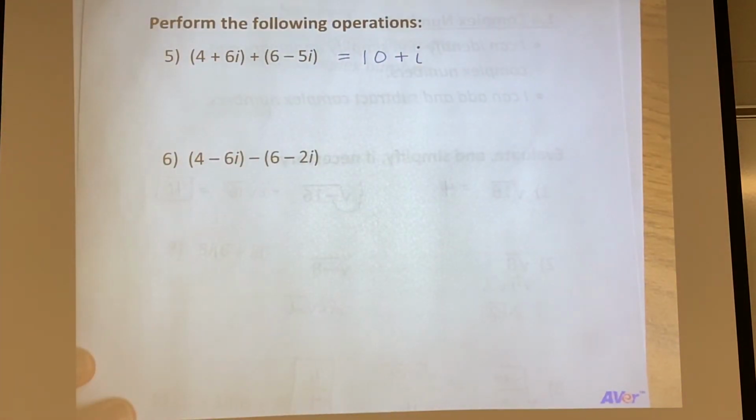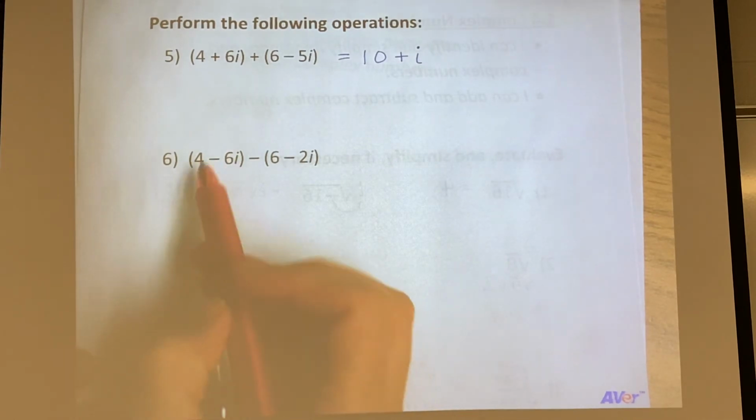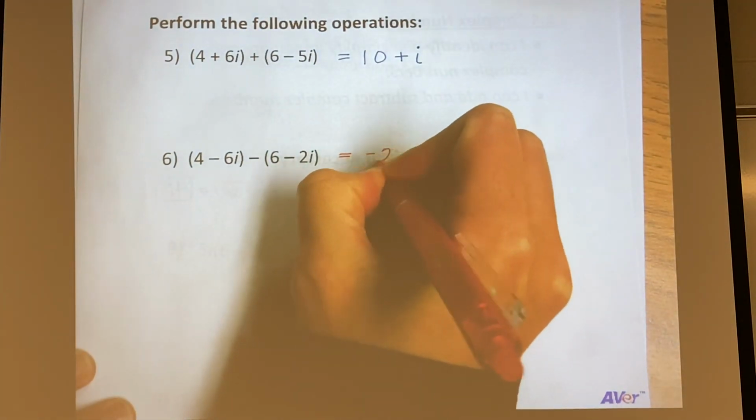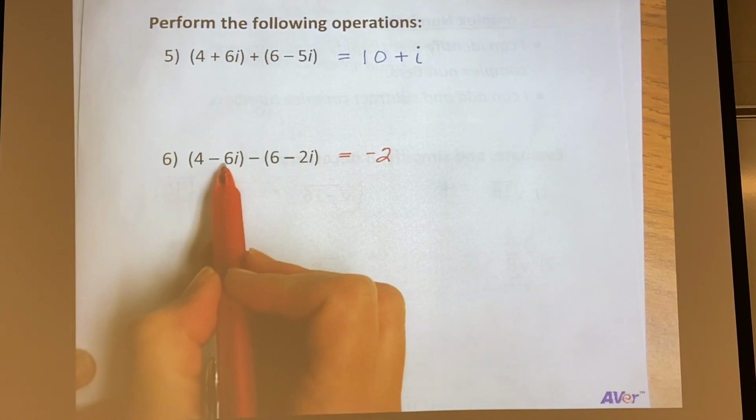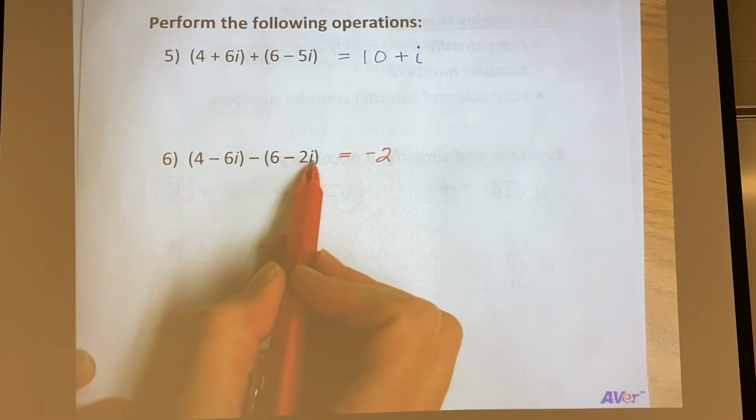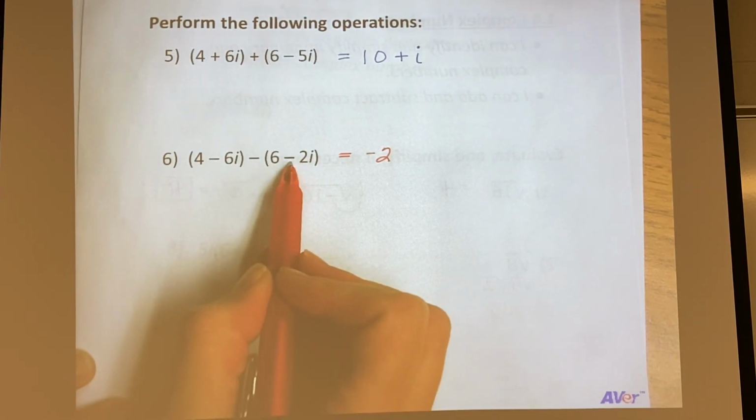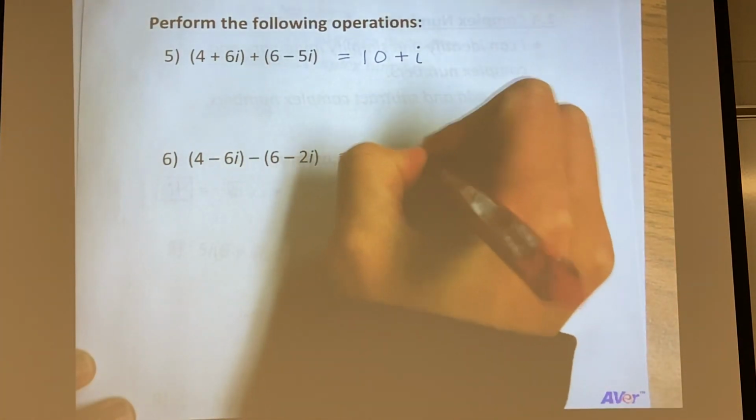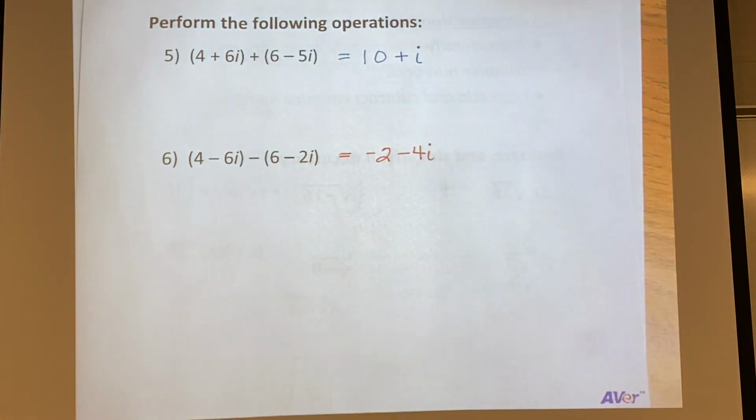Likewise for subtraction. We want to combine the numbers that are like terms. So we'd say 4 minus 6. 4 minus 6 is negative 2. And then here we have to be careful. Negative 6i minus a negative 2i. So we're distributing that negative all the way through. So minus a negative 2 is really adding 2. So negative 6 plus 2 is negative 4i. So when you add and subtract, just combine the regular numbers together and then the numbers that have the imaginary together. And that's it.